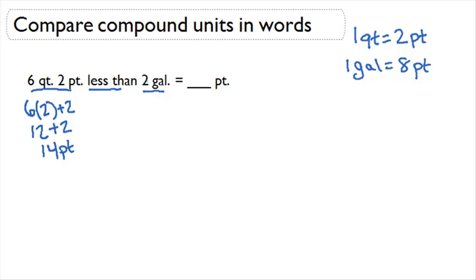Now, how many pints are there in 2 gallons? We know that 1 gallon has 8 pints, so if we have 2 gallons, we're going to multiply that by 8 and find that 2 times 8 is 16 pints.